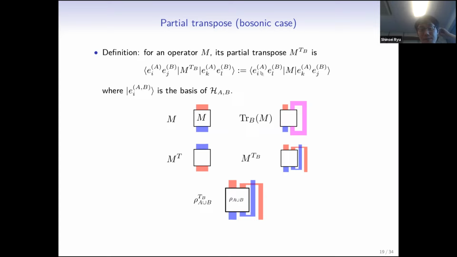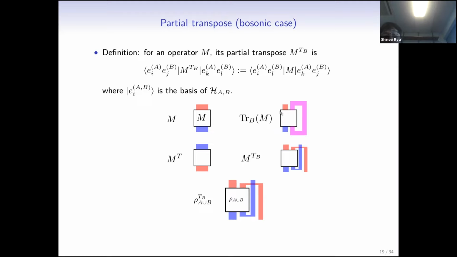It is going to be rather useful to think about this definition using diagrams. So that's what I present here. I take operator M, and M is an operator, so it takes input and output. Here blue is input and red is output. If I have a tensor product Hilbert space, I have two inputs, one from a Hilbert space HA and the other from Hilbert space B. Taking a partial trace means connecting these two lines, input and output, but in this case only for Hilbert space B.